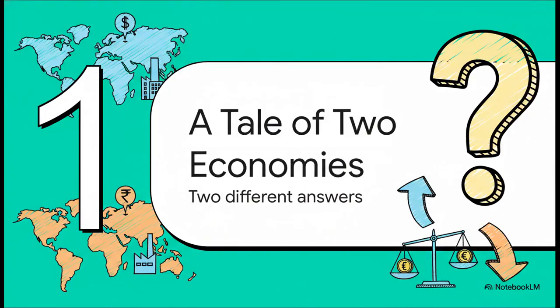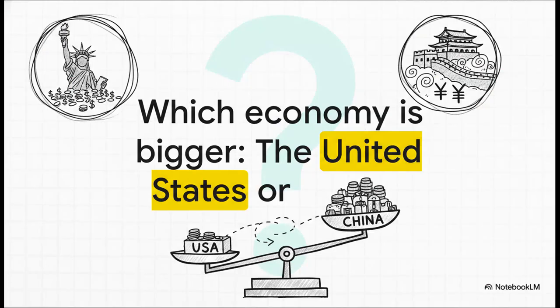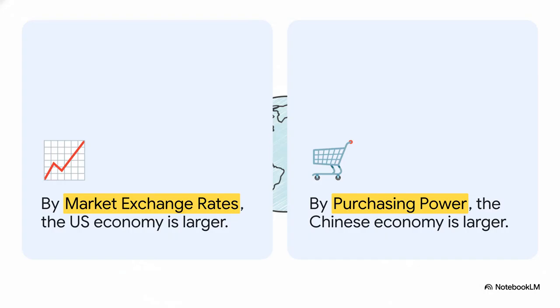It really all kicks off with a kind of puzzle. How is it possible that one single question about the global economy can lead to two completely different, and yet somehow equally correct, answers? And that question is this. Right now, today, which economy is bigger, the United States or China? I mean, you'd think there'd be just one straightforward answer to that, wouldn't you? But here's where it gets interesting.